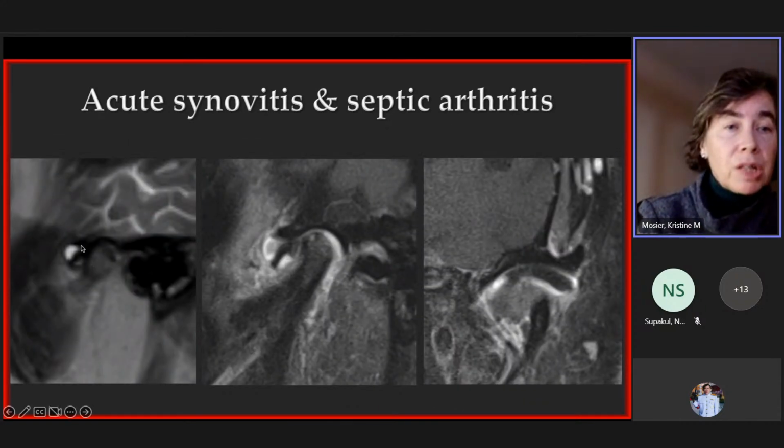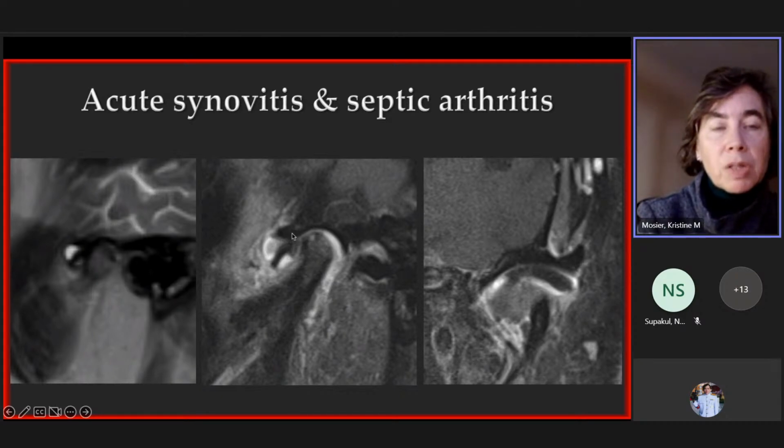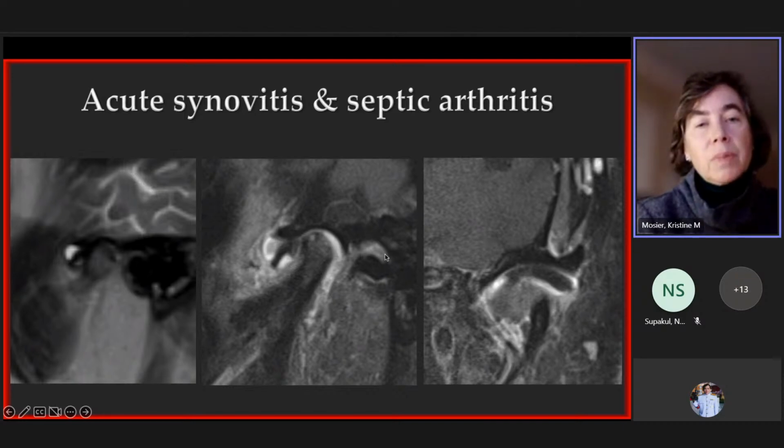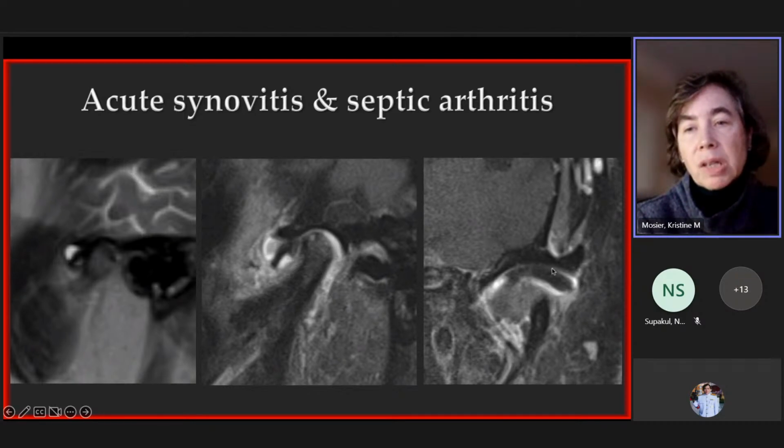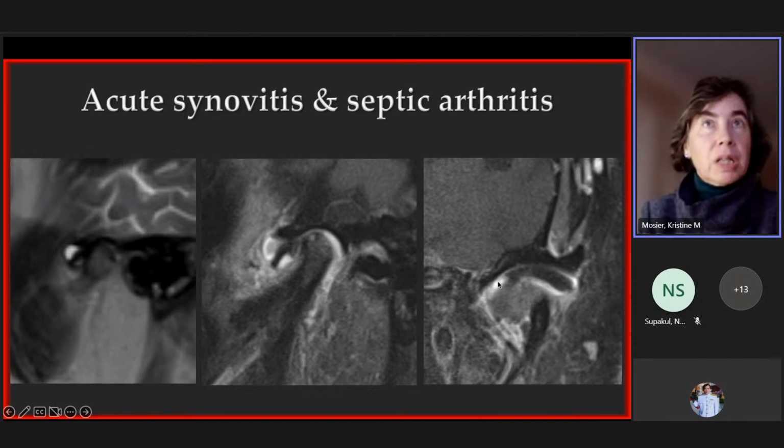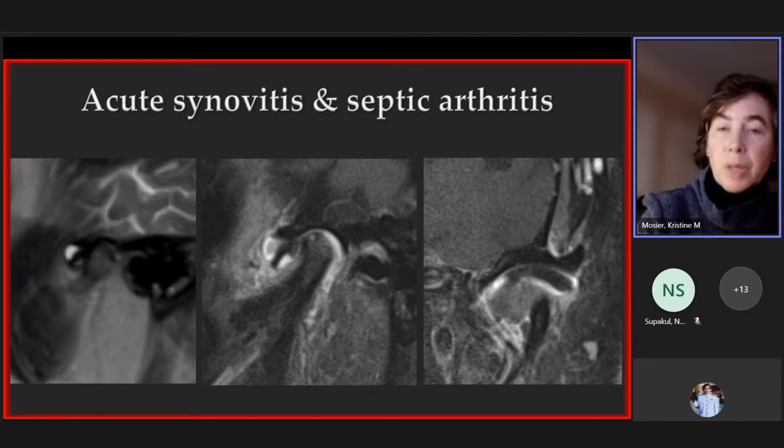On the MR in the same patient, again, we see on the T2 weighted image here, we do have an anterior displaced disc with superior joint effusion, a smaller inferior joint space effusion, and just diffuse enhancement of that entire joint capsule. You can see that the articular disc here is completely surrounded by enhancing synovium in this patient, again, with acute synovitis and septic arthritis.